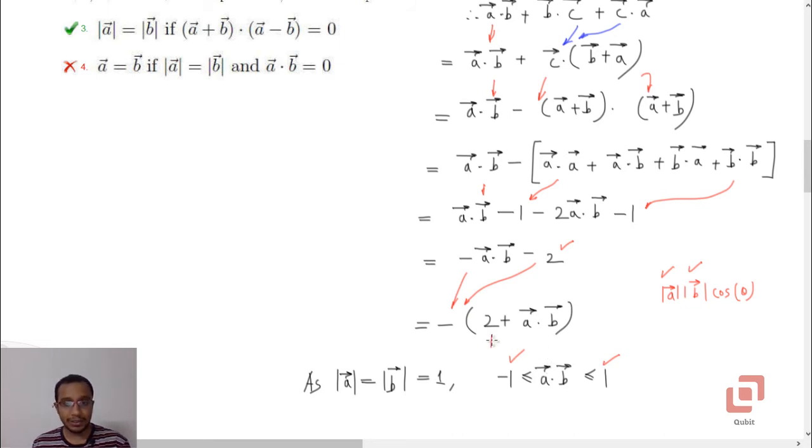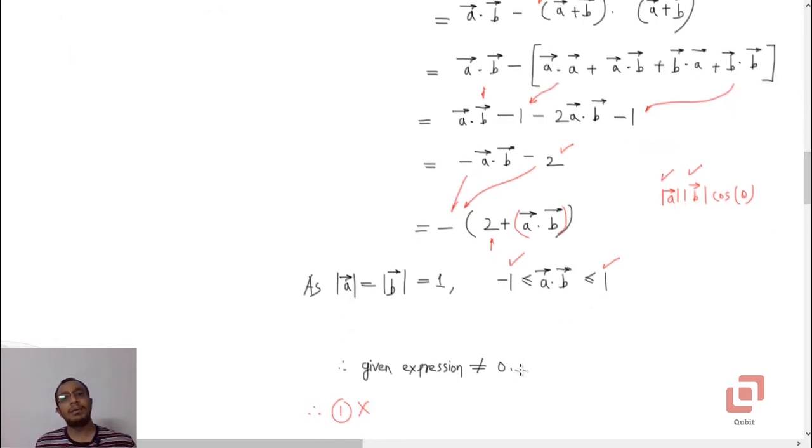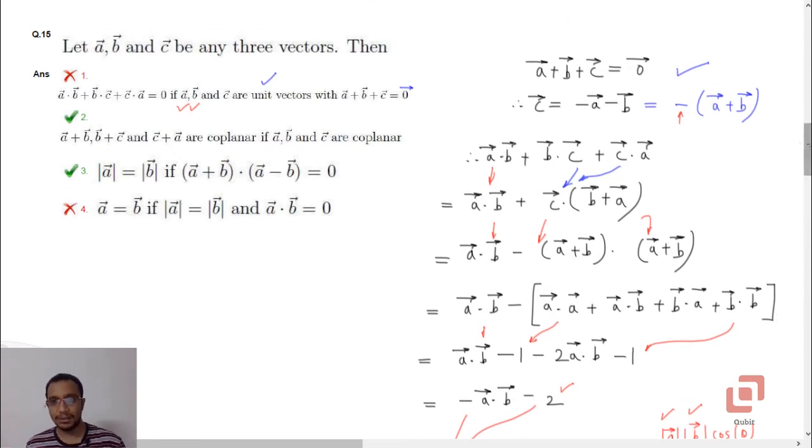Okay, now we have 2 here. So even if we add the smallest value, we are never going to get 0. Which means the given expression can never be equal to 0, and therefore option 1 is not right. Okay, now this is the intended way to solve the problem. Now let me tell you how we can solve it otherwise.